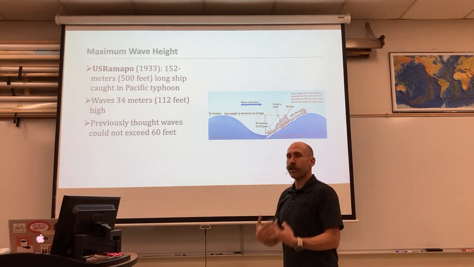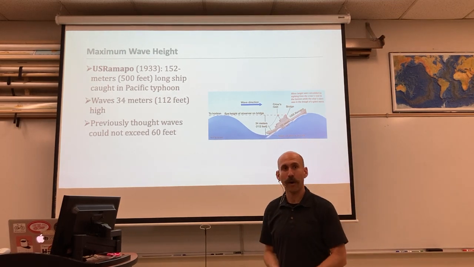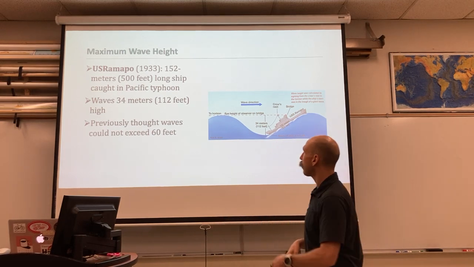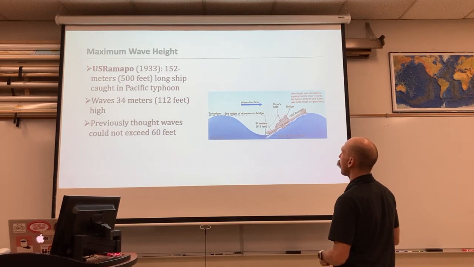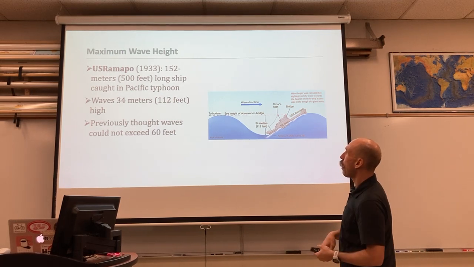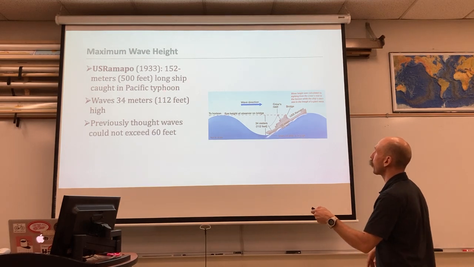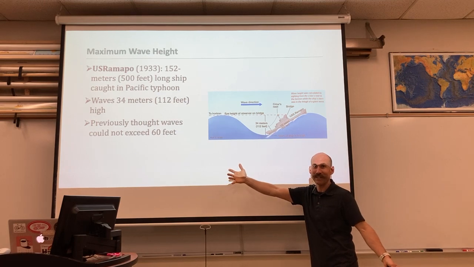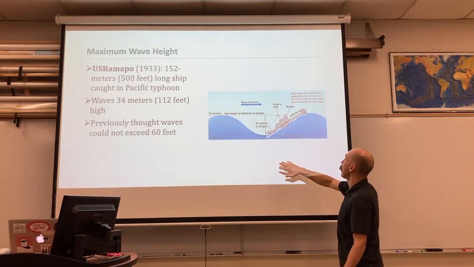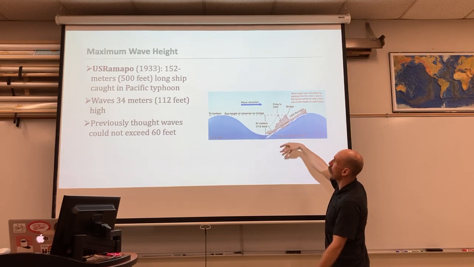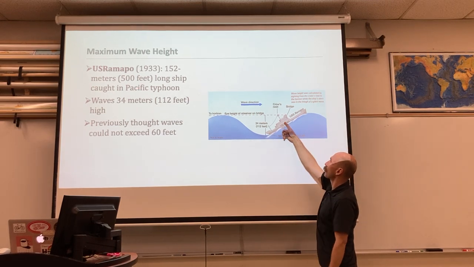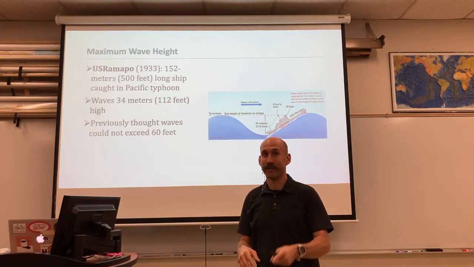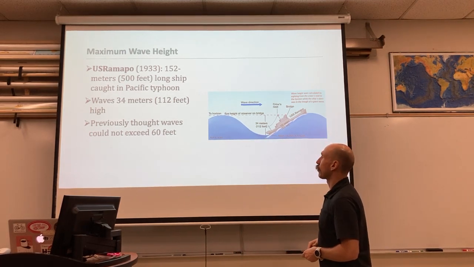So our understanding of oceans has come a long way. We still have a lot to learn. At some point, we thought maximum wave height was 60 feet. But then the U.S. Ramapo in 1933 was caught in a huge storm, and it measured waves of 112 feet. Amazingly, I'm not really sure how, because it's a giant ship and the waves are so big. They measured these waves using simple geometry, and it blew that one right out of the water. Get it? But it was still in the water.